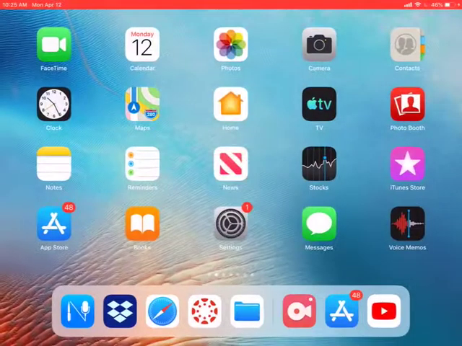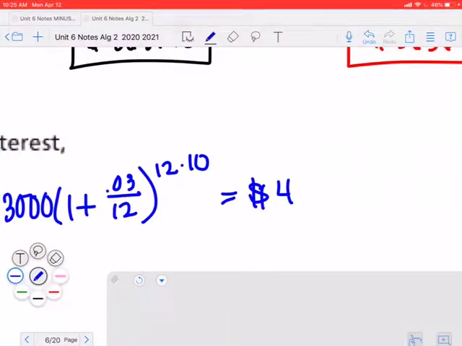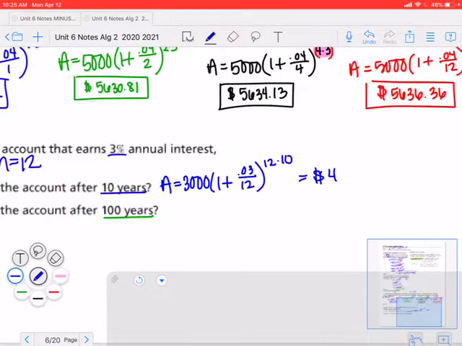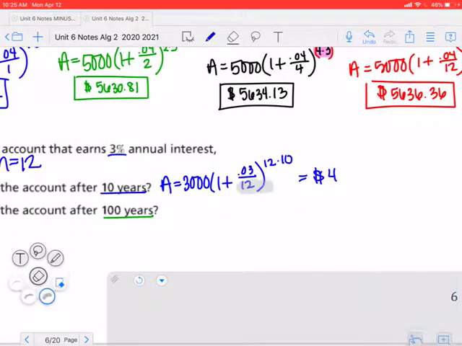Okay, I accidentally hit stop record. I believe I was right here.